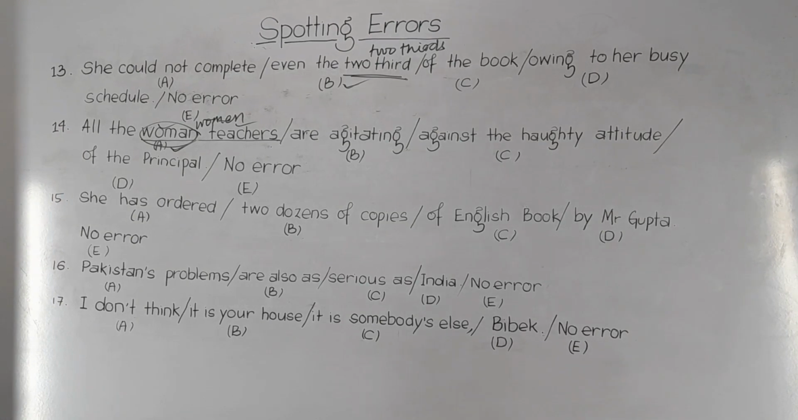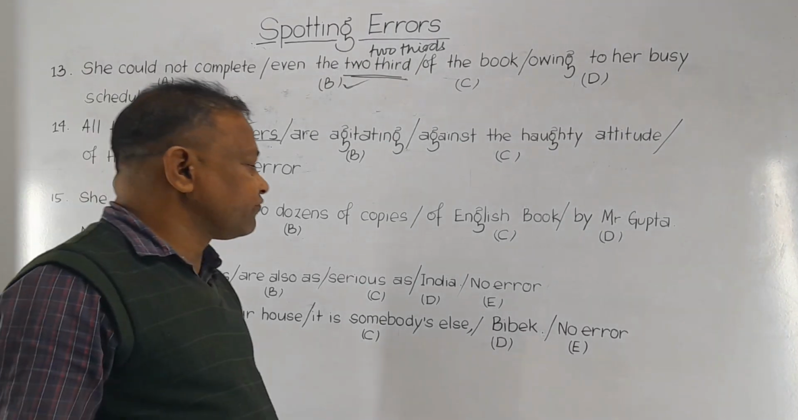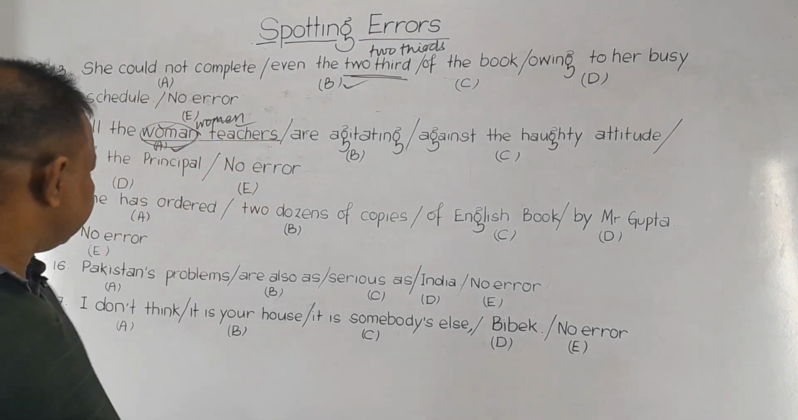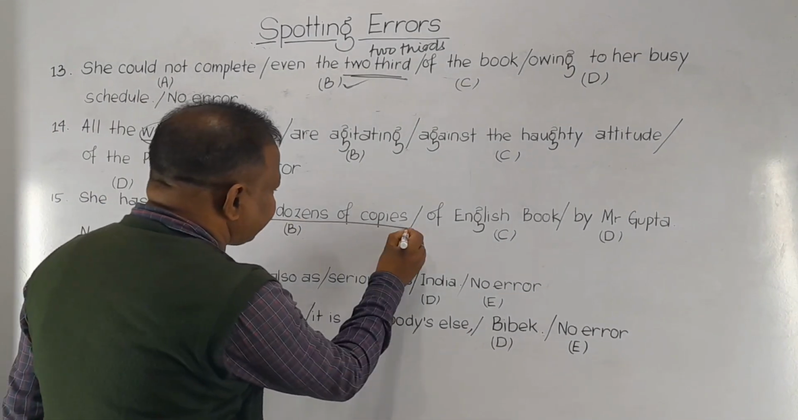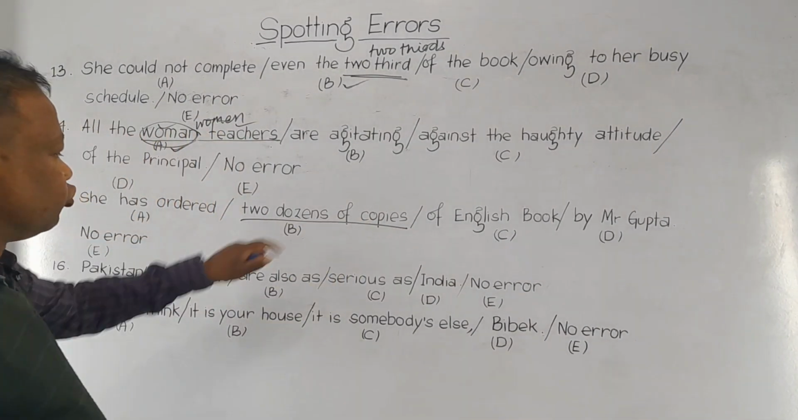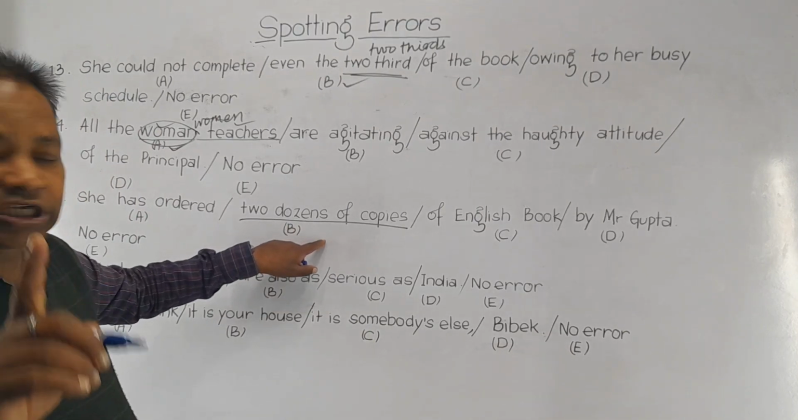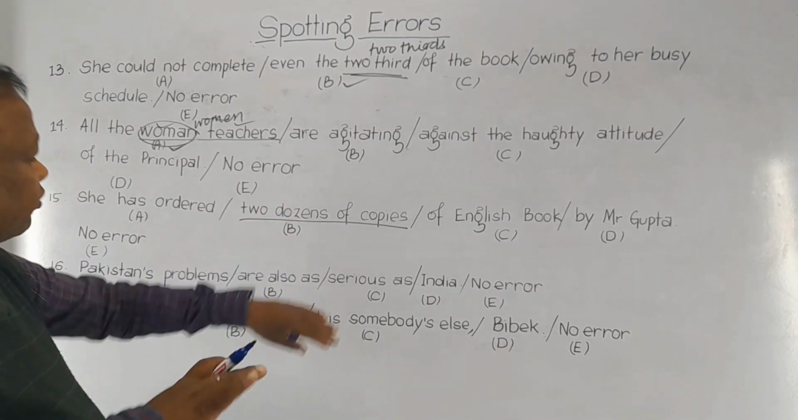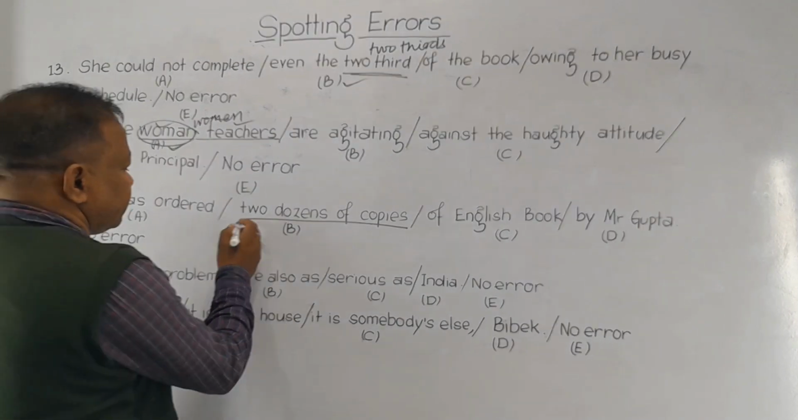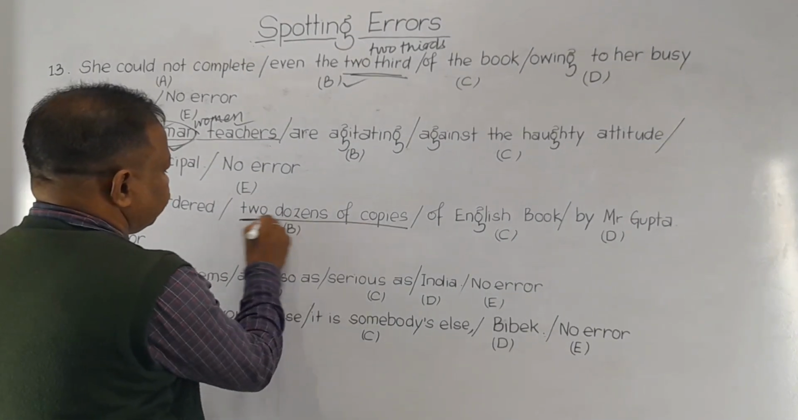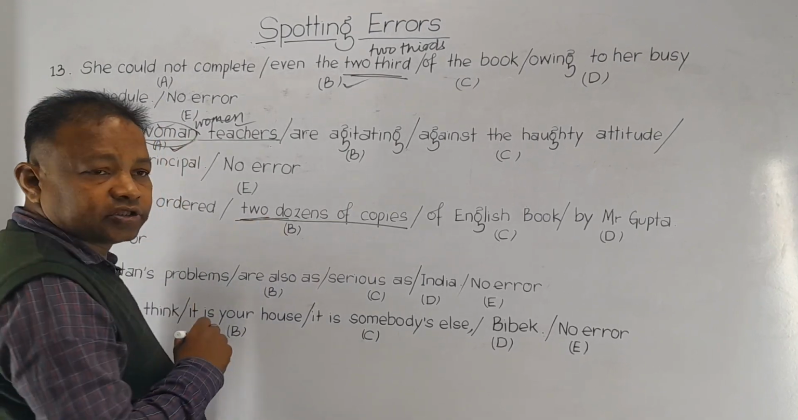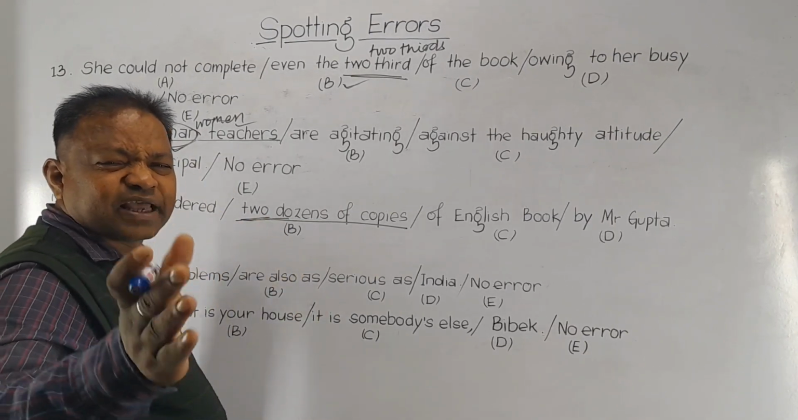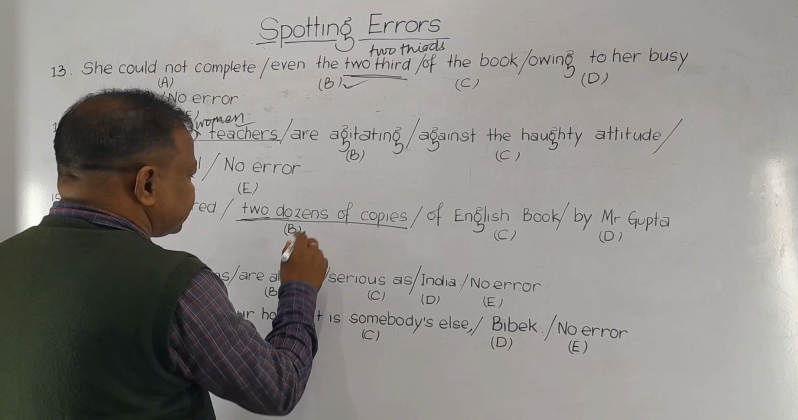15. She has ordered 2 dozens of copies of English book by Mr. Gupta. Okay, the error is here, because I have already taught you numeral adjective plus singular noun. Or another rule I have taught you also. Yes, numeral adjective plus hyphen plus singular noun. Listen, when you talk about dozens, hundreds, pairs, you have to use this one word, singular.